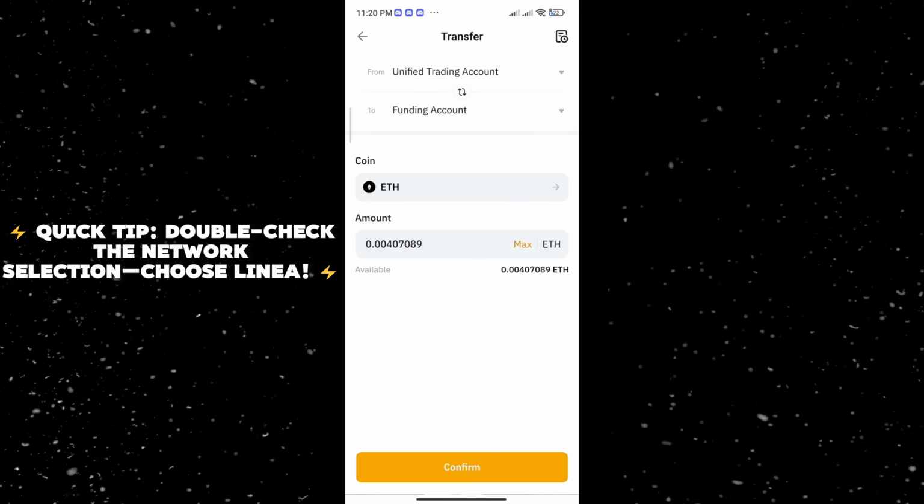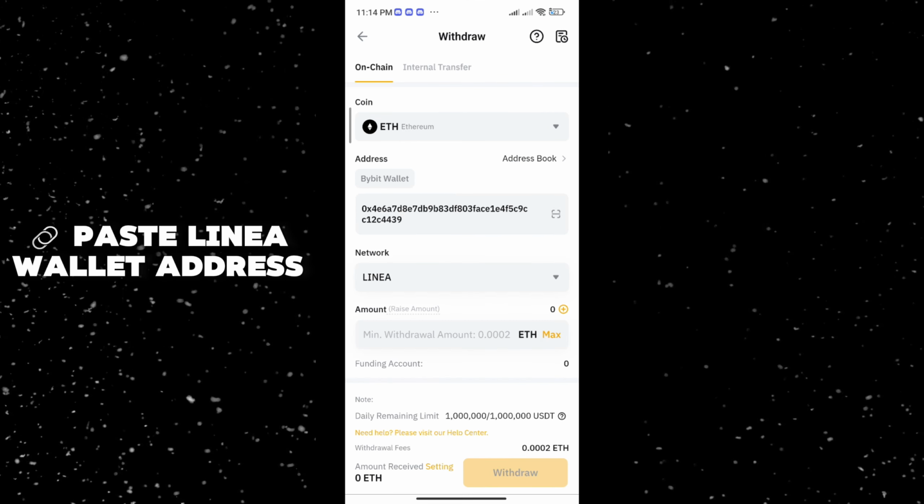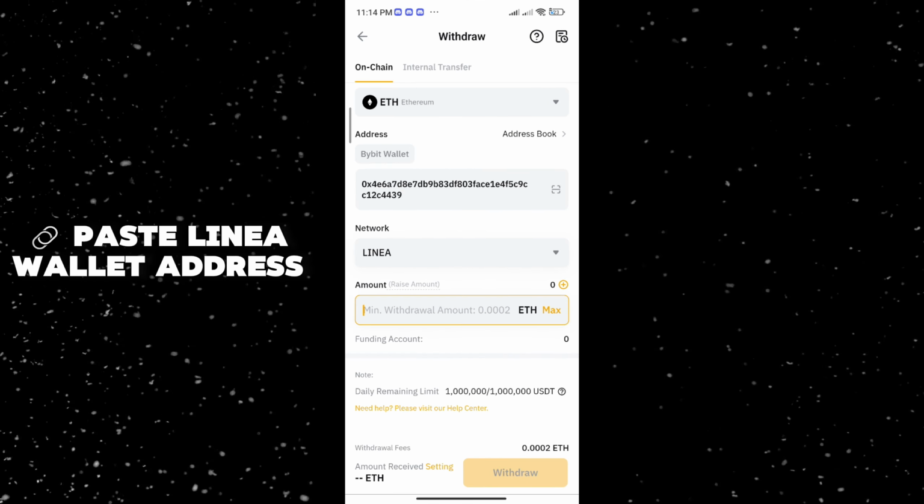Enter the amount of Ethereum you want to withdraw to your MemeFi wallet. Make sure to select the Linea network for the withdrawal. Next, paste the Linea wallet address you just copied from the MemeFi mini app into the withdrawal address field in Bybit. You'll only need about $2 to $3 worth of Ethereum to cover gas fees. Make sure to select the Linea network for the withdrawal.